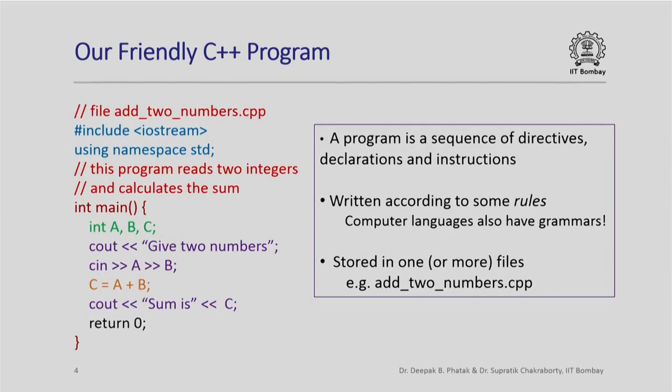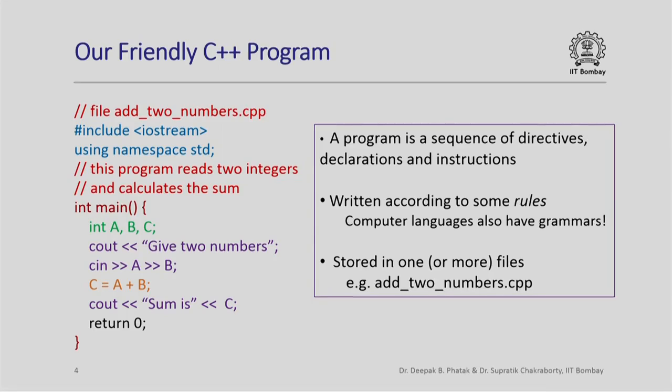So here is our friendly C++ program that we have seen earlier, which sums up two numbers. I have color coded different parts of this program to highlight the different components or parts that we are going to study in this lecture. I am going to use the same color coding scheme throughout this lecture.